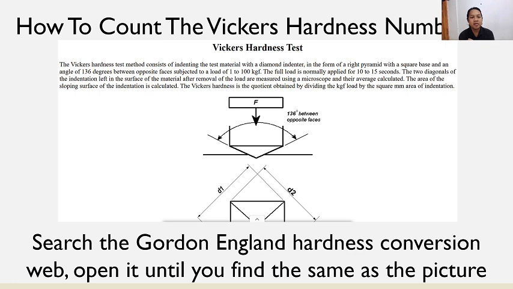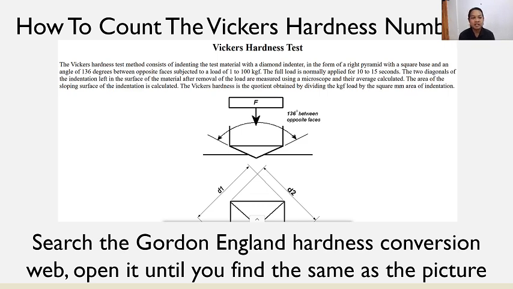Next is how to count the Vickers hardness number. I will explain a little bit about the Vickers hardness test. The Vickers hardness test method consists of indenting the test material with a diamond indenter in the form of a right pyramid with a square base, with an angle of 136 degrees between opposite faces, subjected to a load of 1 to 100 kgf. The full load is normally applied for 10 to 15 seconds.